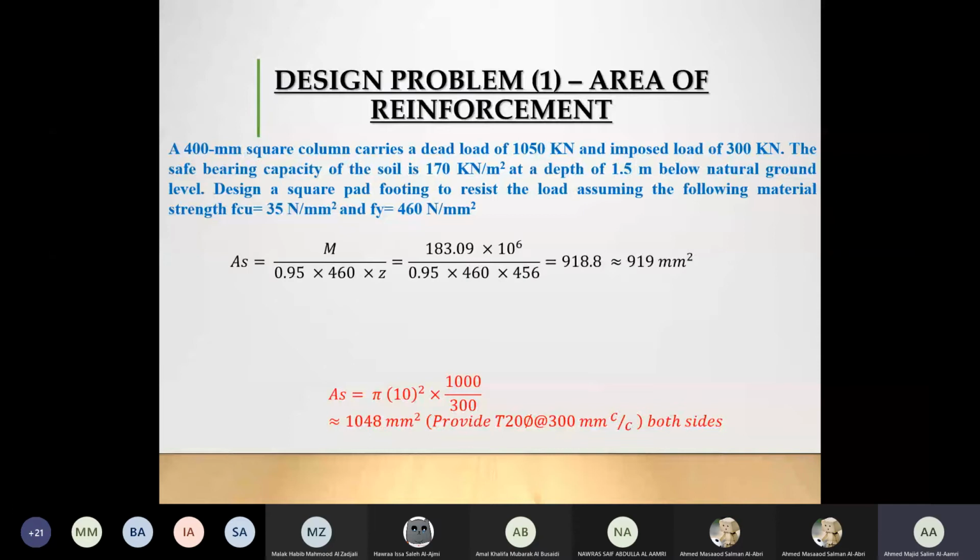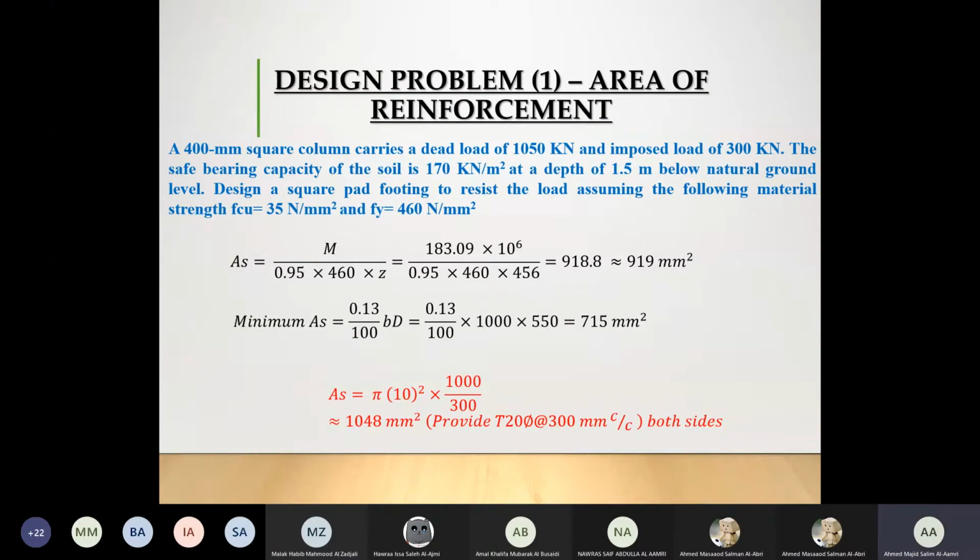After that, we are going to calculate AS, where AS is equal to M divided by 0.95 into Fy into Z. Fy has been given in the problem to be 460. M has been calculated already. Z we already know. So we have got our value of AS required to be 919.